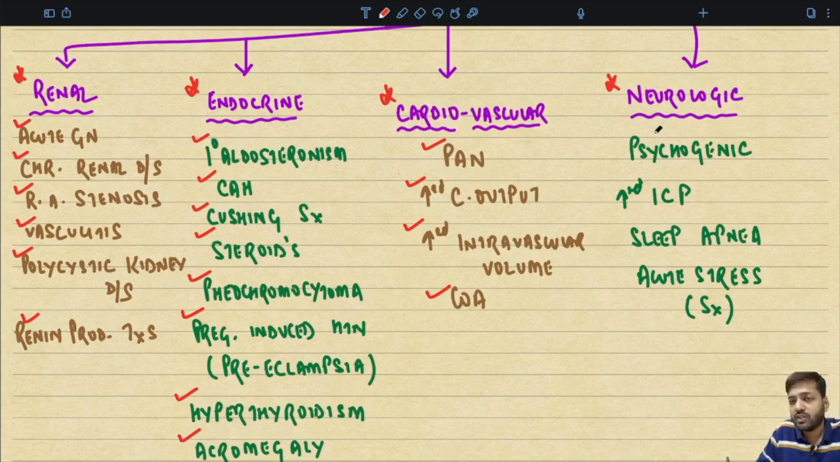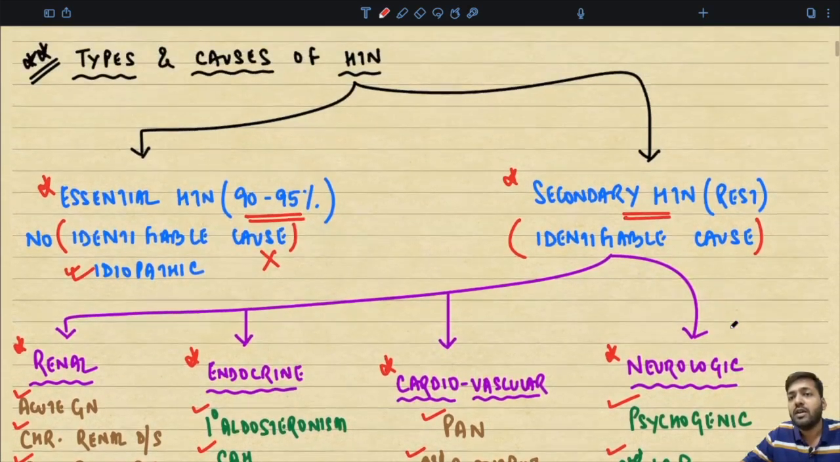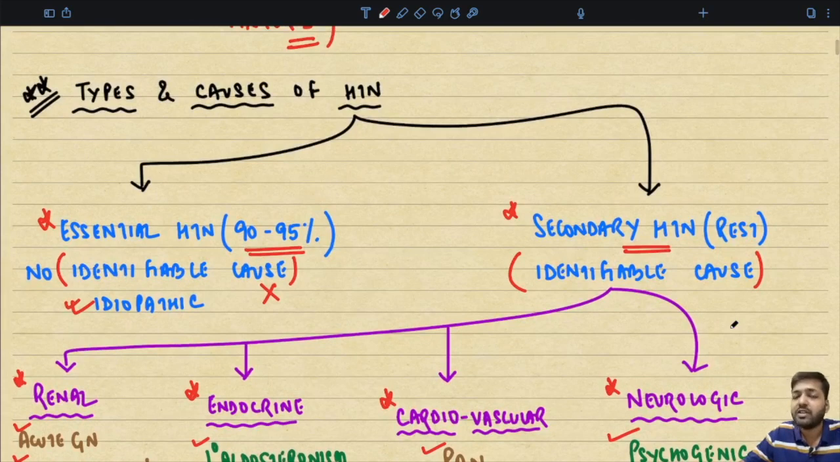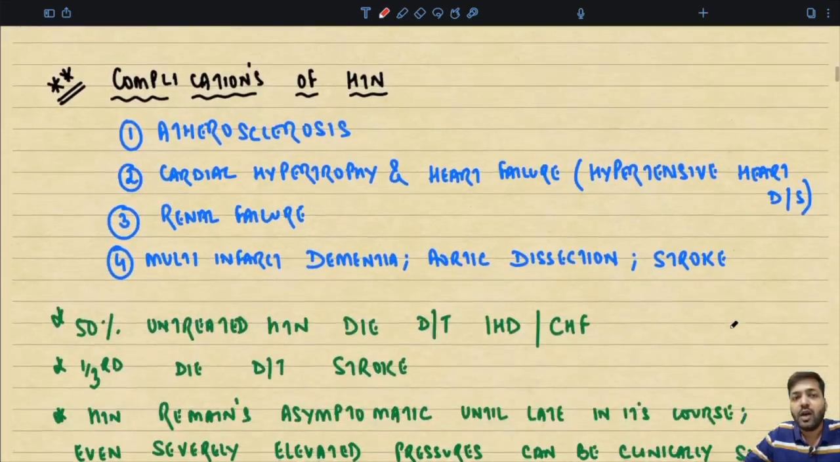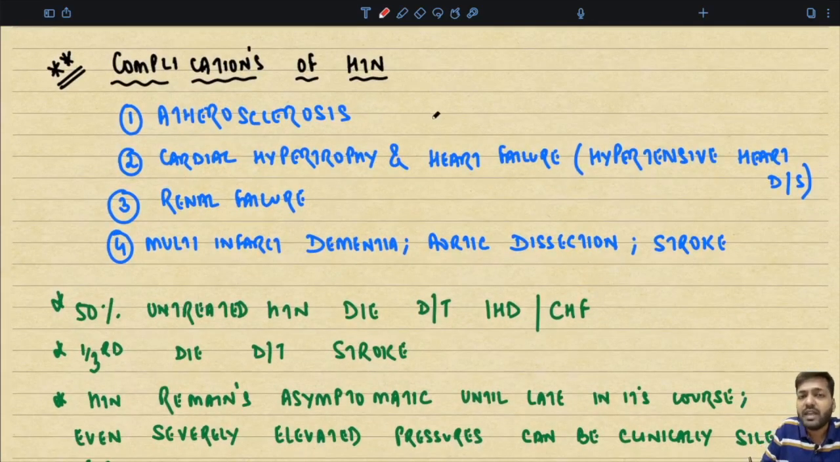And what are the neurological causes? They can be psychogenic causes or causes which increase the intracranial pressure, sleep apnea, or acute stress syndrome, for example a person undergoing surgery. So all these are causes of secondary hypertension, which constitutes only 5 to 10% of all the different types of hypertension. Okay. So now what are the important complications of hypertension?